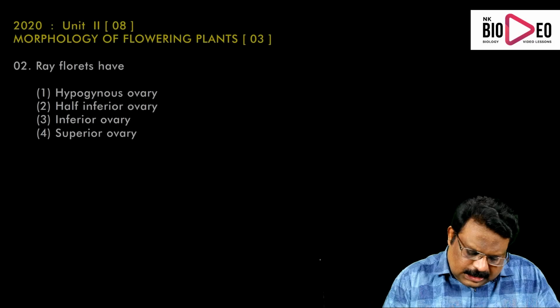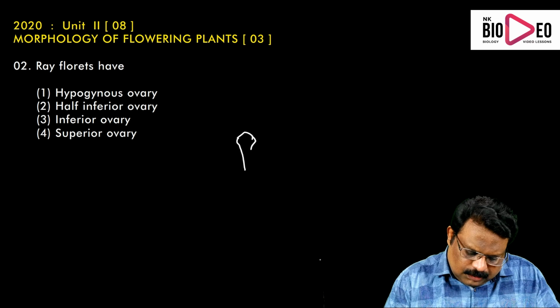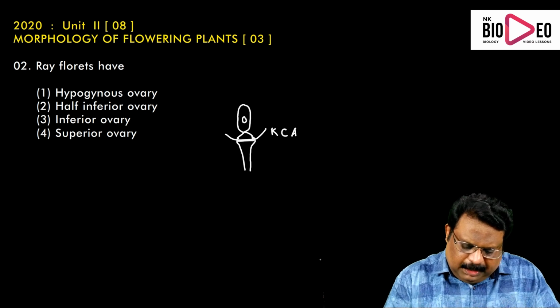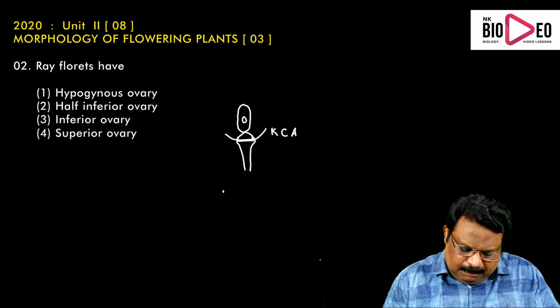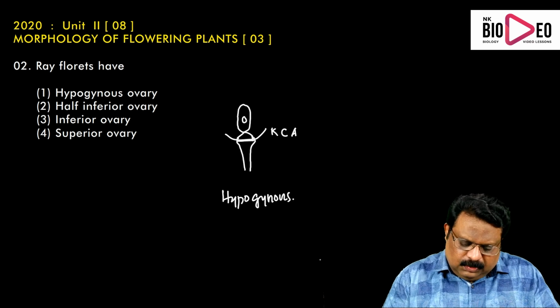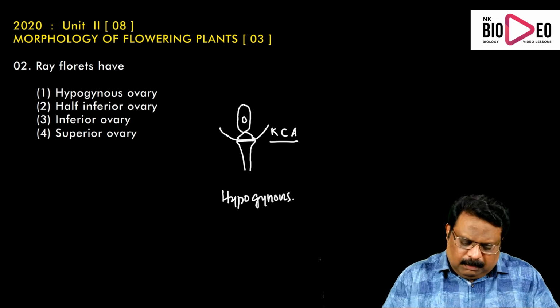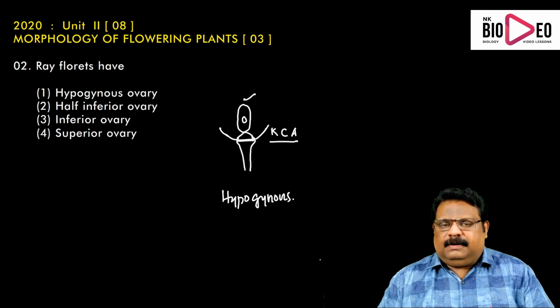We can see. So this is the thalamus. And this is the ovary. So when other whorls like calyx, corolla and androecium are developing from the base portion and the ovary is superior, that kind of flower is called hypogynous. In the case of hypogynous flowers, the calyx, corolla and androecium are located at a lower position than the ovary. That means the ovary is superior.